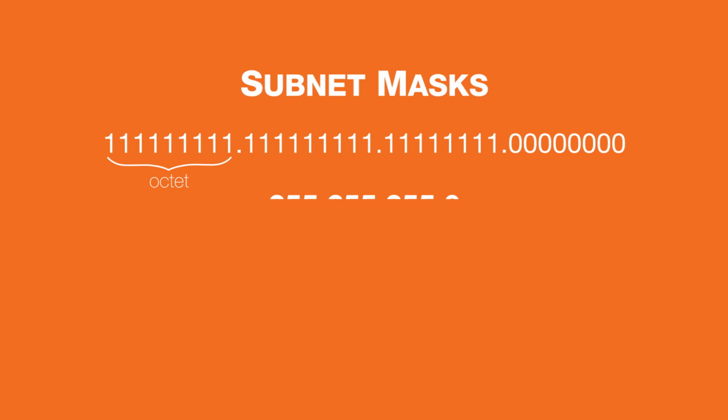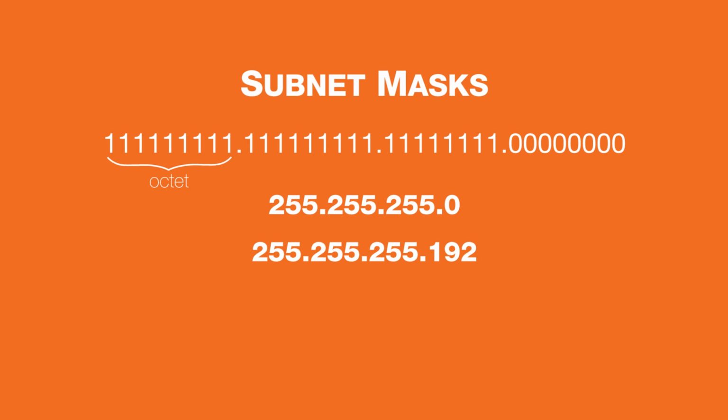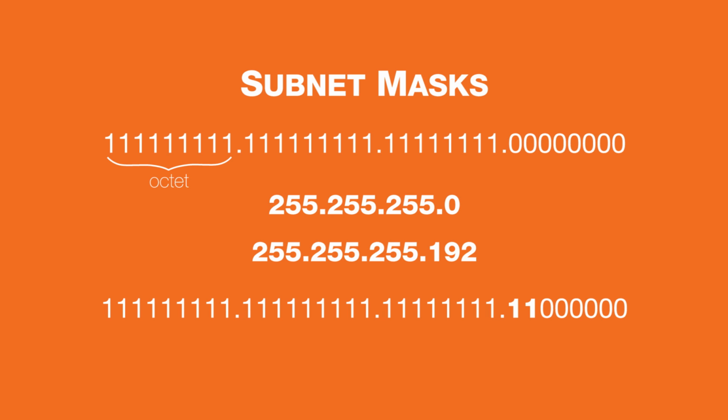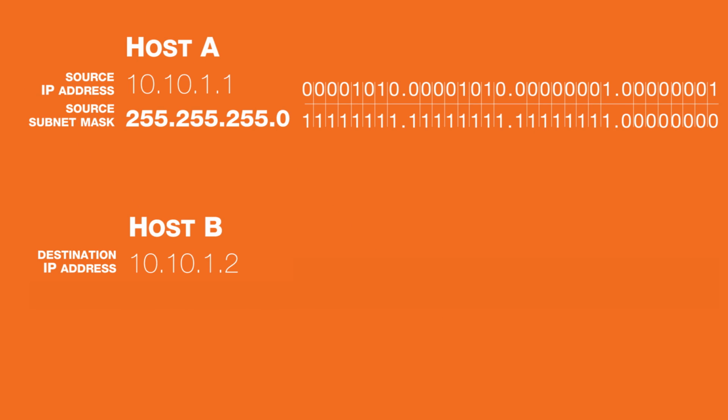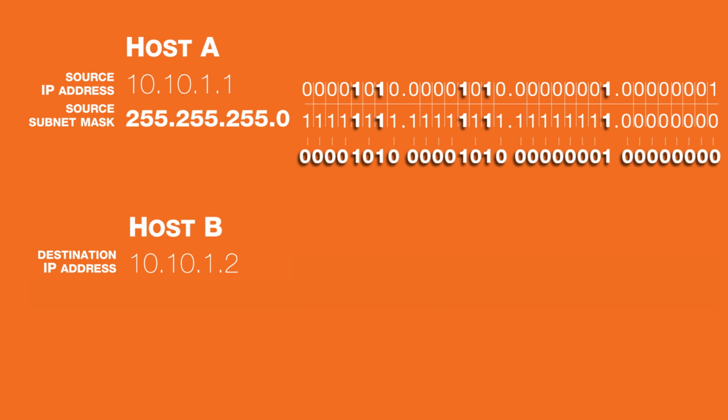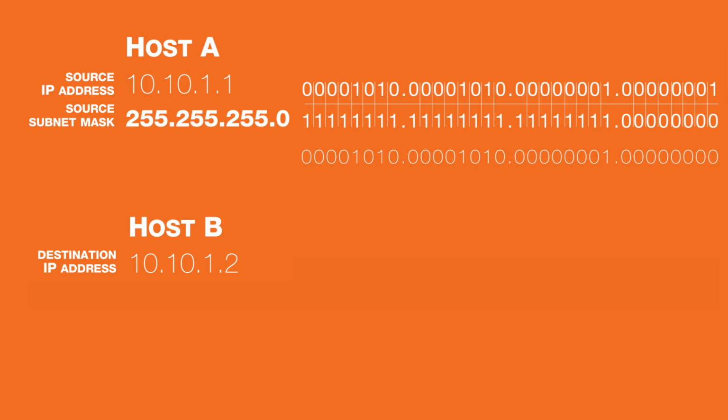For example, instead of 255.255.255.0, the mask could have been 255.255.255.192, where the first 26 bits are network bits and the last 6 bits are host bits. When the host logically ANDs each of the 32 columns, bringing down a 1 if both bits in the column are 1s, and bringing down a 0 if the 2 bits in a column are not both 1s, what results is what we call a network identifier.